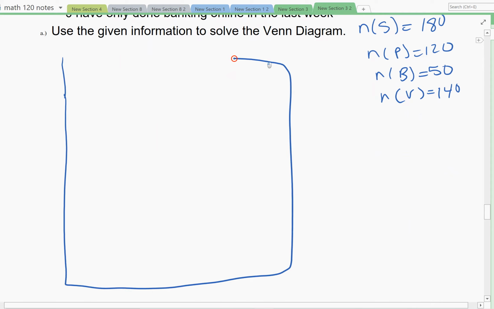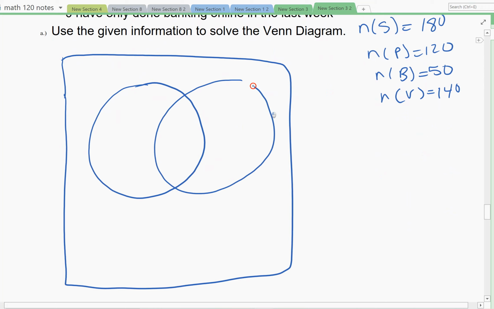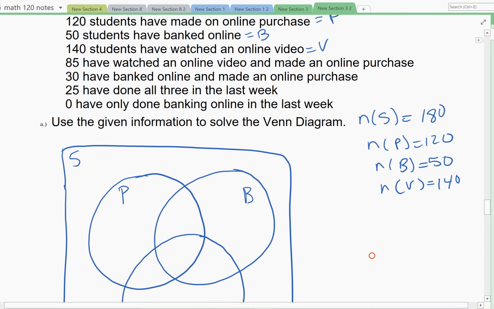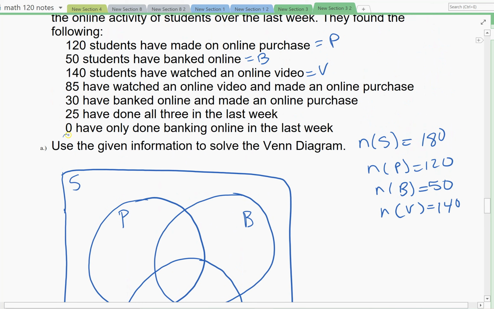Alright, so my Venn diagram. So universal set, P for online purchases, B for online banking, and V for watching videos online. Alright, so I'm going to start off with, usually again it's just easier when they've listed them this way. Typically, you start at the bottom of the list.